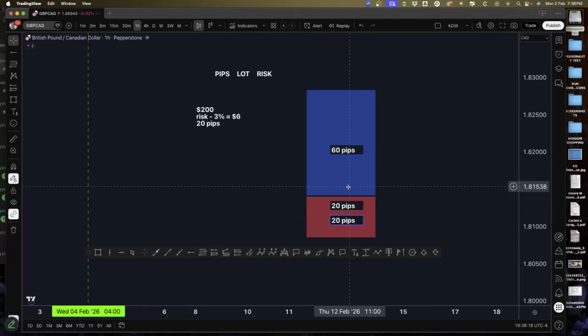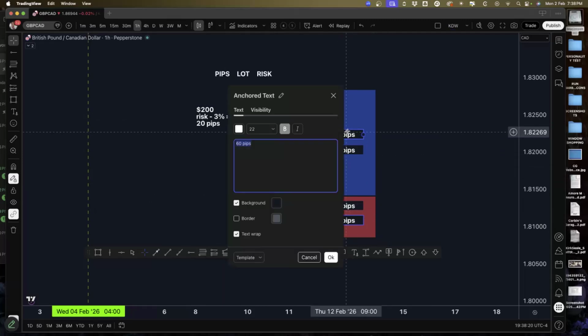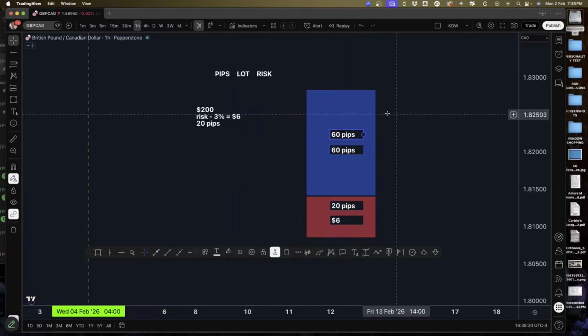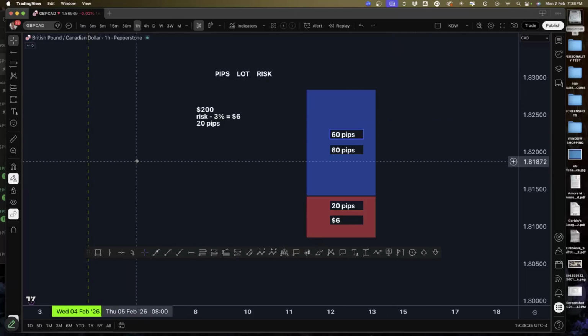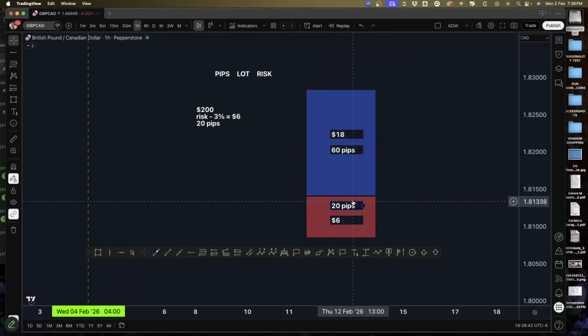All right. And that means that if our stop loss is $6, that means we're okay with losing $6. Our take profit is going to be 3 times that. So that is $18. Okay. Just making sure you see what the relationship between these two things are. All right. So if 20 pips is going to be $6, we got a little bit of math to work out. All right. So let me get that for you.